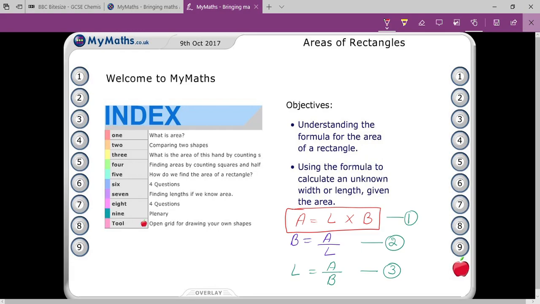Okay, I see. I'm repeating my words. If you learn the formula that area equals length times width, then whatever values are given, you just have to plug in over there.